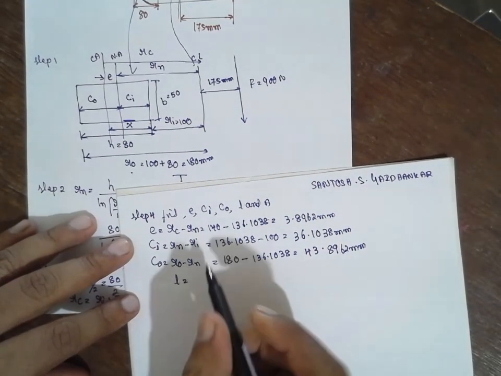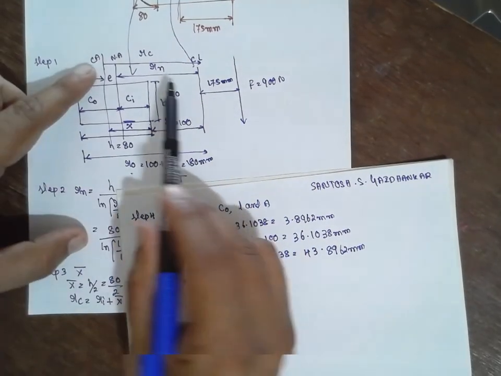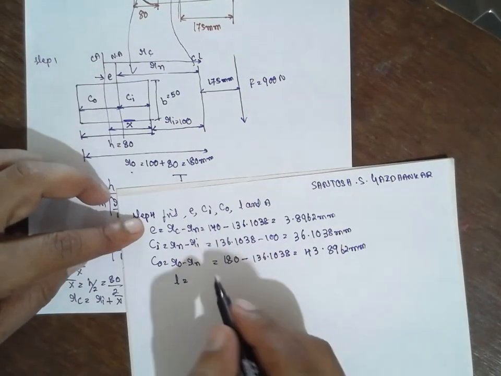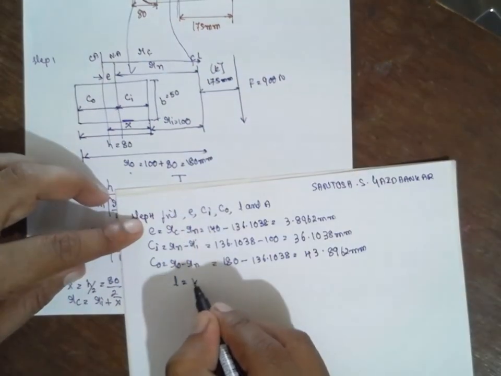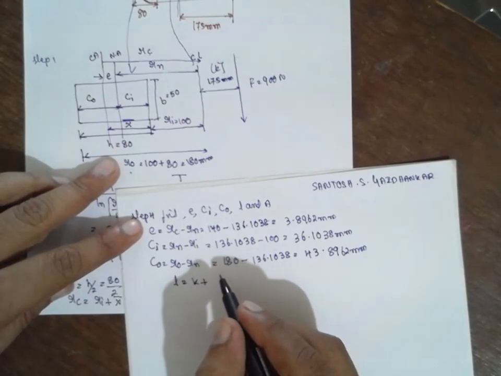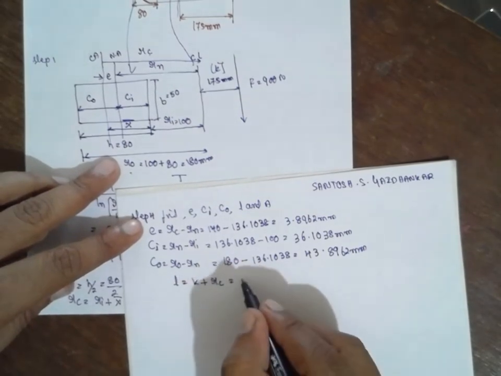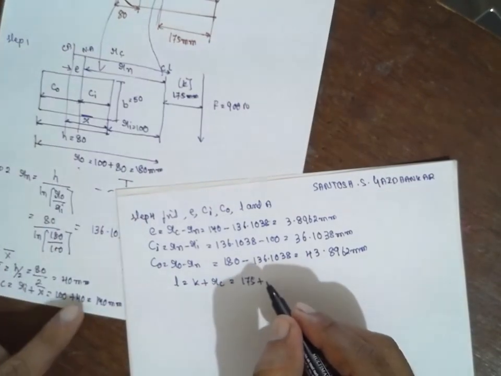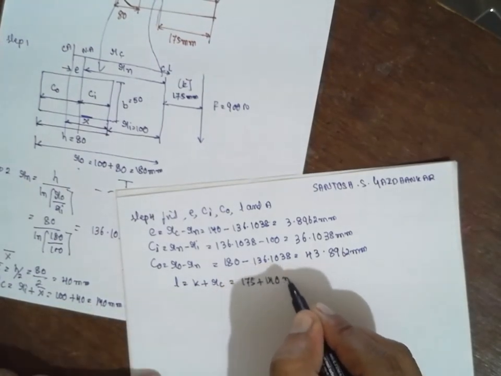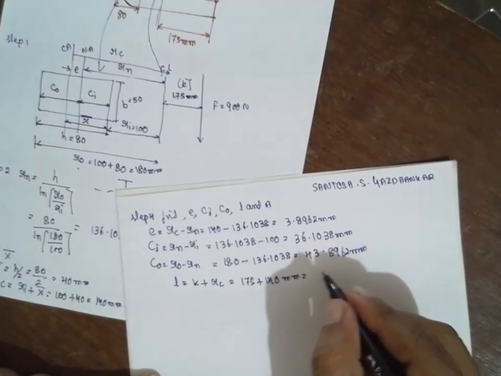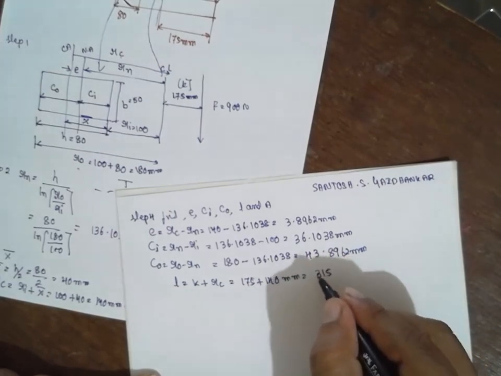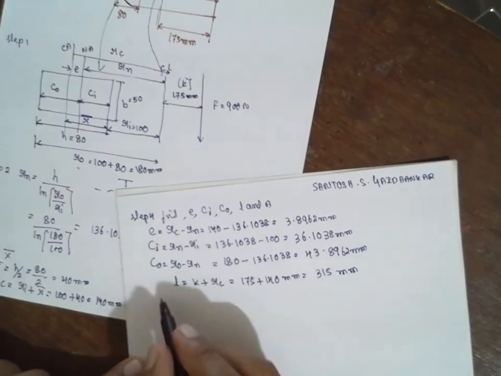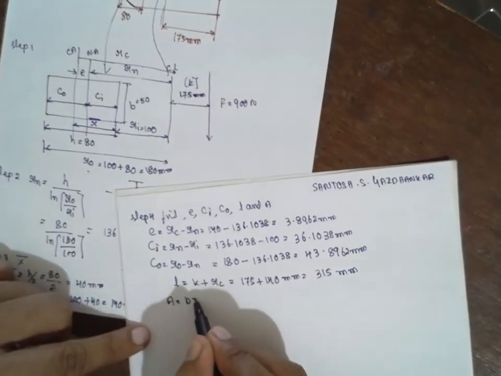Next, what you have to find out? You have to find out the length. Length is nothing but from the force till Rc, the central axis. Therefore, I will consider this as K plus Rc. 175 plus Rc, which is 140. The total length will be 315 mm. Next, the area we have to find out. Area of this rectangle is nothing but b into h.